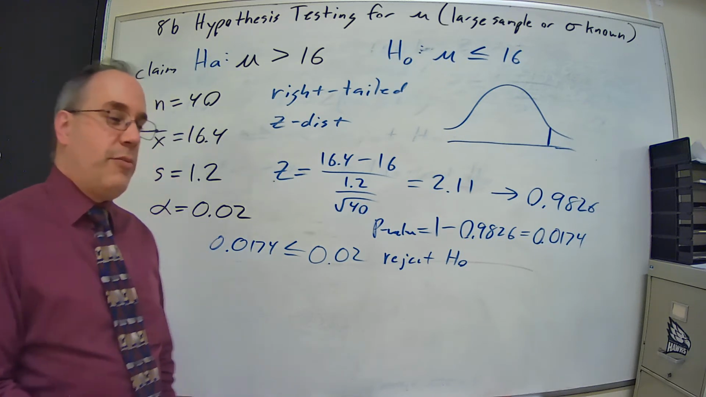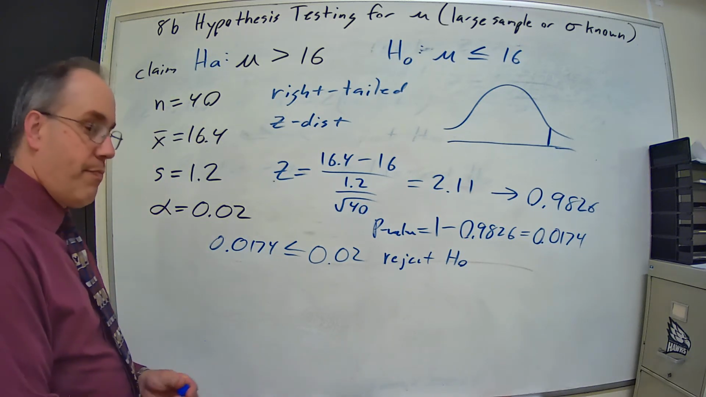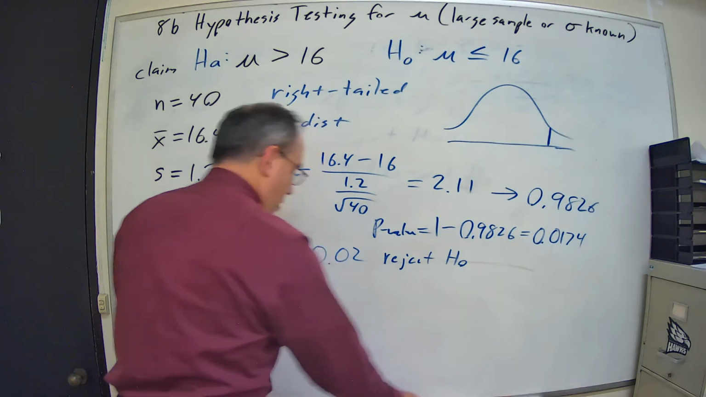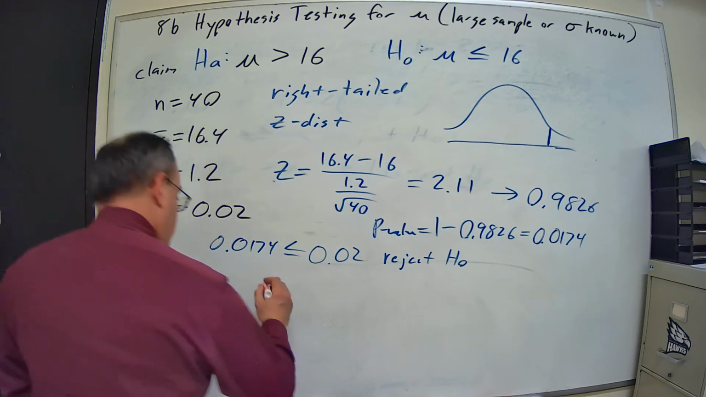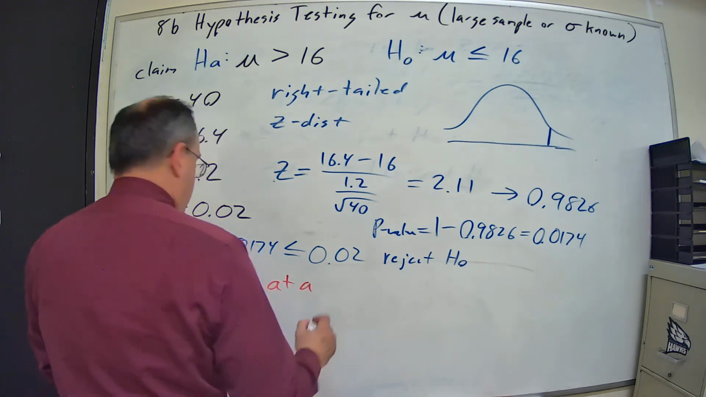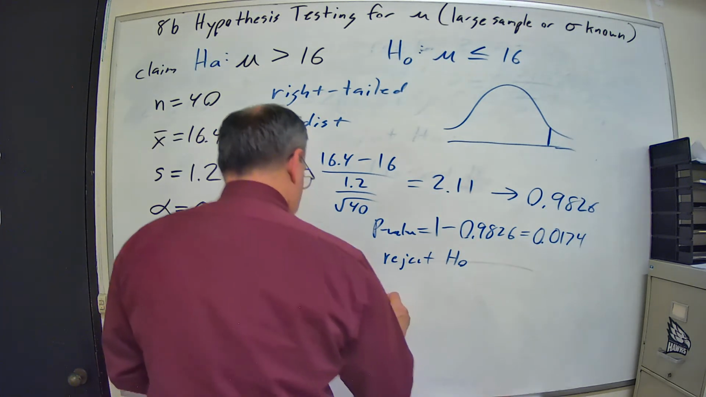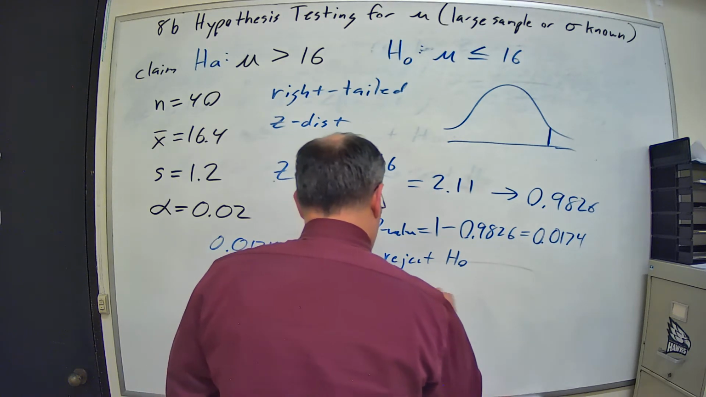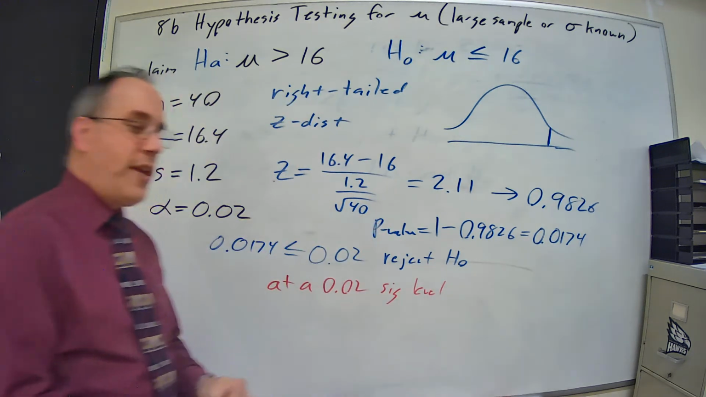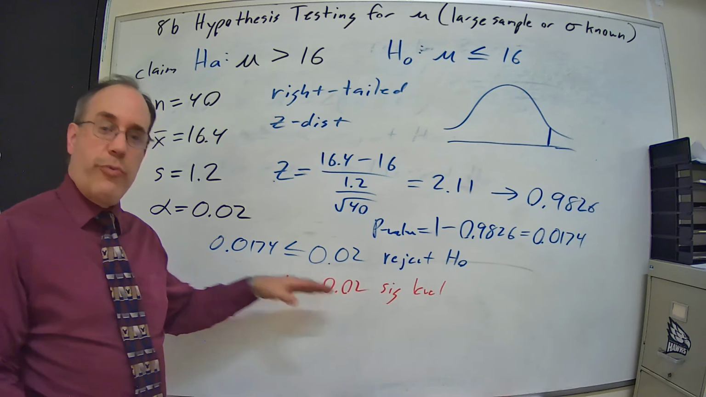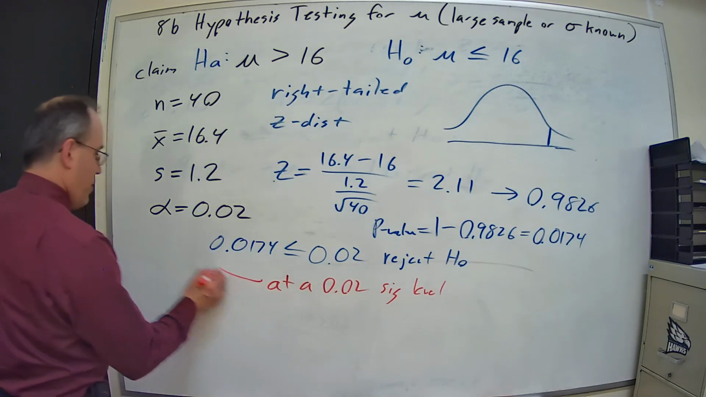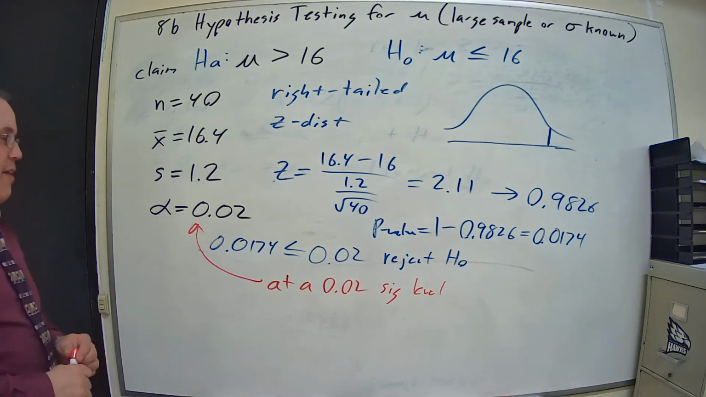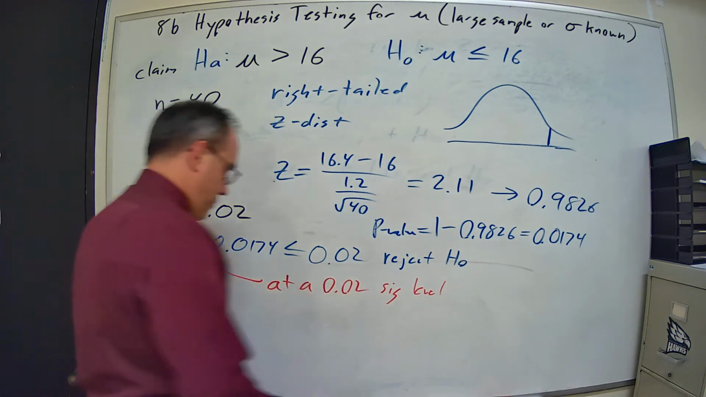And now we're ready to make the final statement about our claim. And the final statement always starts with the significance level: at a 0.02 significance level. And I tend to write these on 3 lines just because there's 3 pieces of information that I pull from 3 different spots. So that's where I got that from.